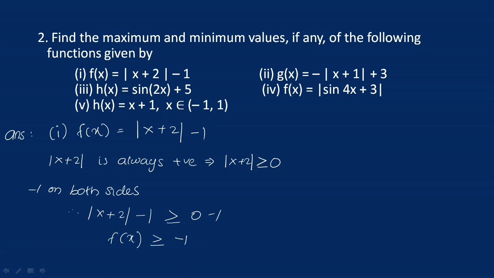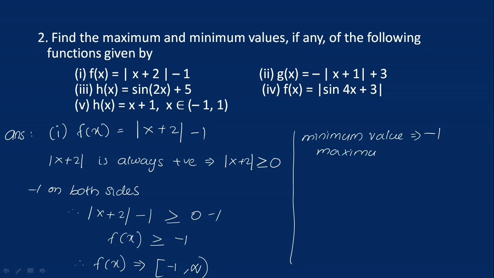What is mod of (x plus 2) minus 1? That is f of x. So f of x is greater than or equal to minus 1. So f of x will be from the interval minus 1 to infinity. So here the minimum value will be minus 1. So what is the maximum value? We don't have a maximum value, therefore no maximum value.